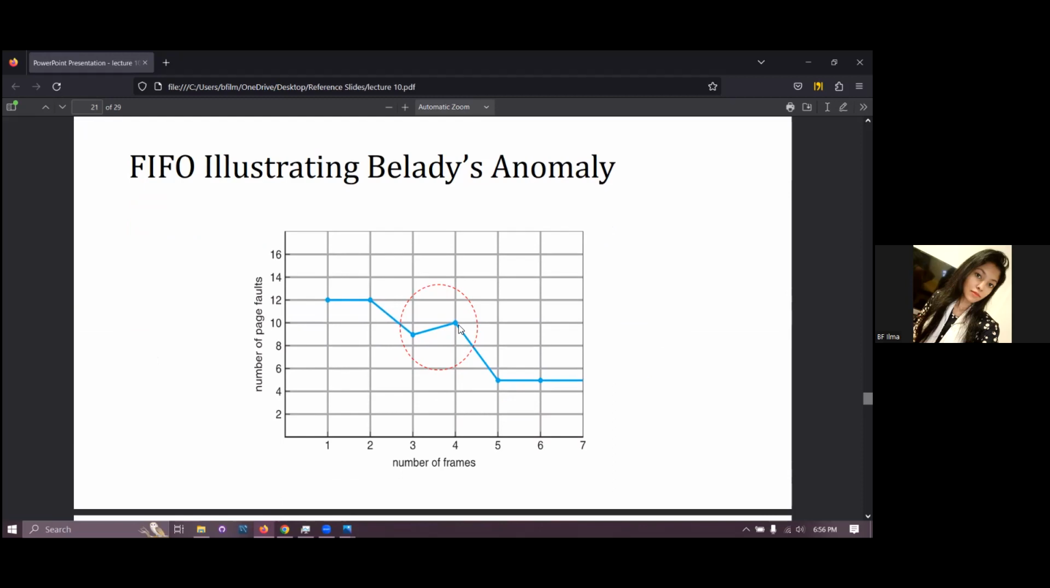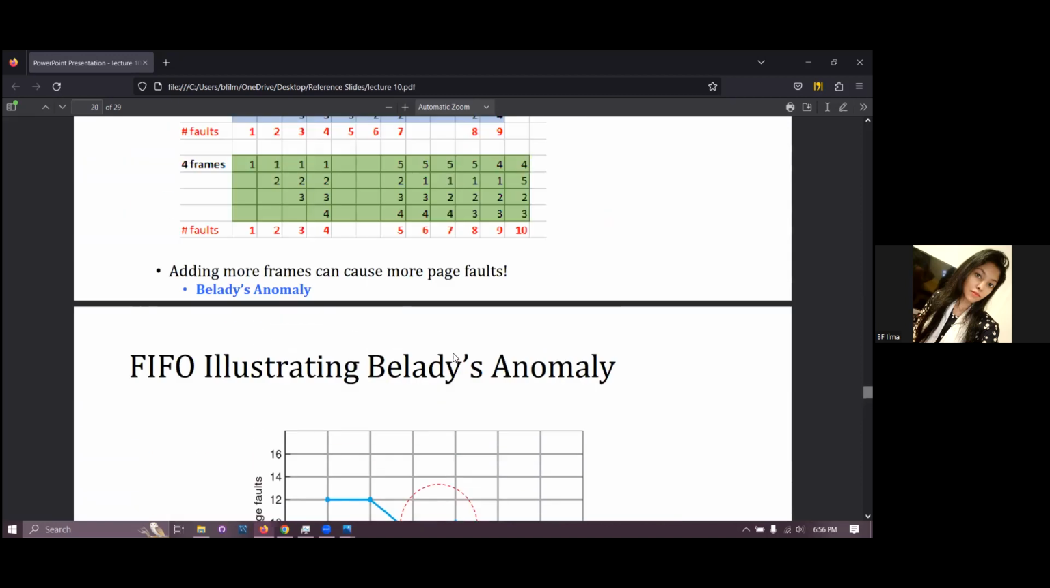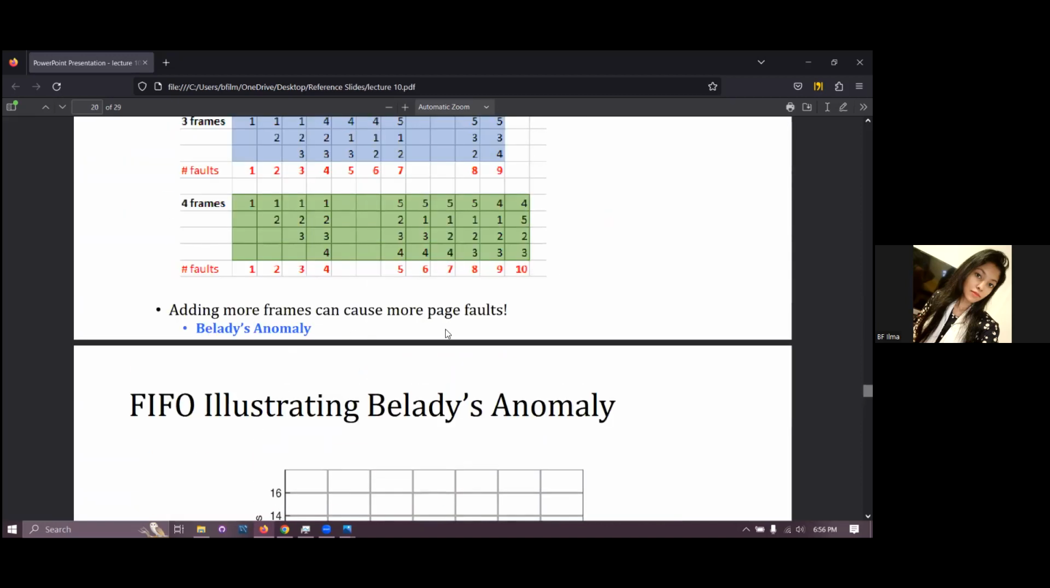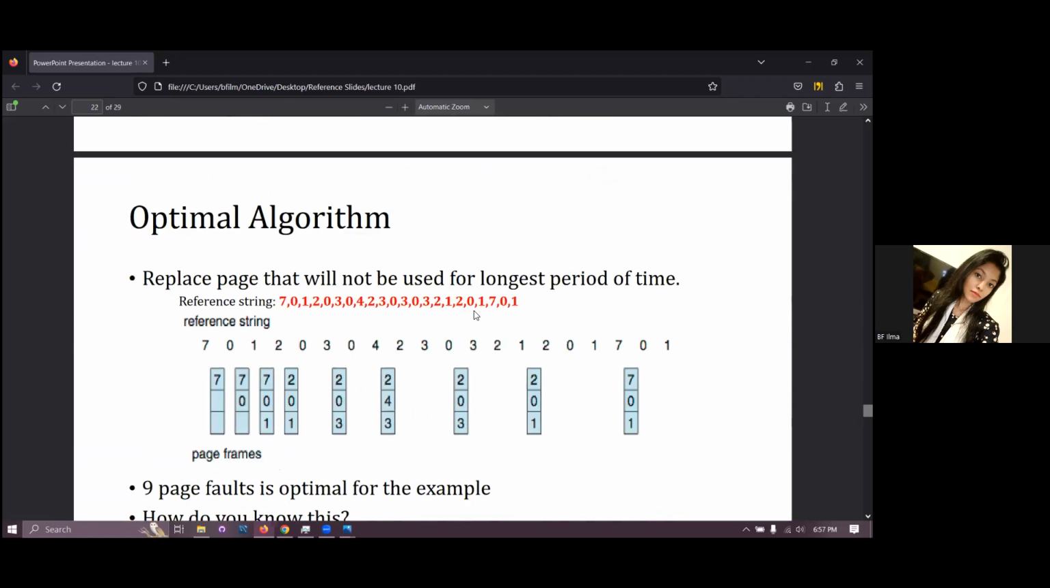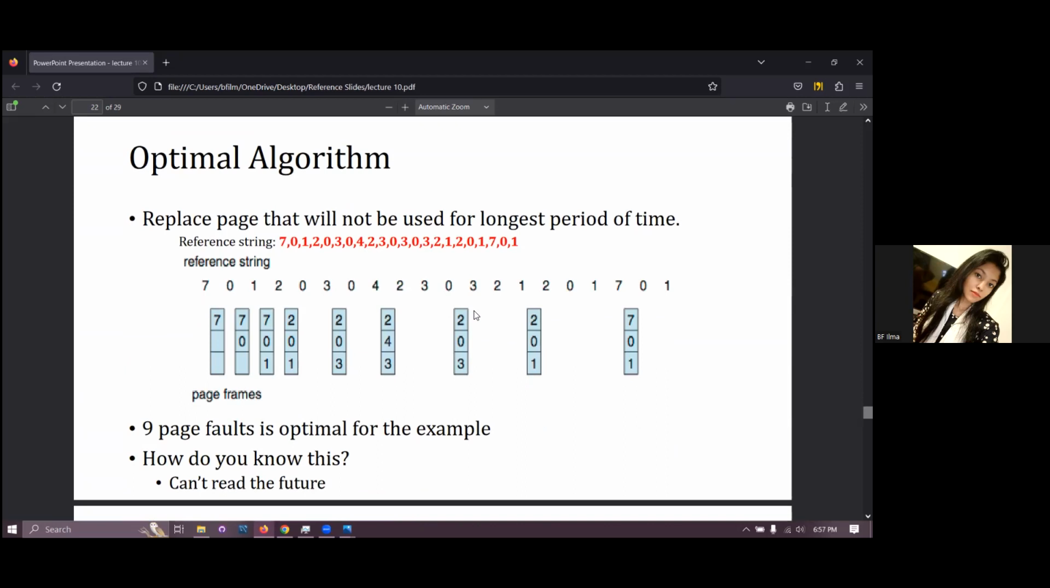So in case of first in, first out, when the number of frames was 3, it initially recorded 9 page faults. However, when you increase the number of free frames, it displayed 10 page faults. So this is called Belady's anomaly. This is usually seen in this algorithm, first in, first out. So adding more frames doesn't always cause fewer page faults. Something to remember.